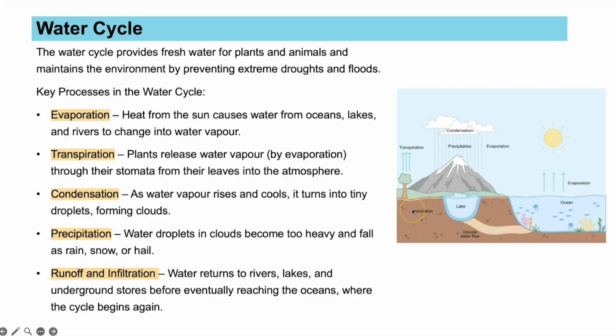We also have runoff and infiltration, which is when water is returning to rivers, lakes, underground stores before eventually reaching the oceans as well. And sometimes that's also known as percolation, when that water is trickling down and goes towards the oceans.